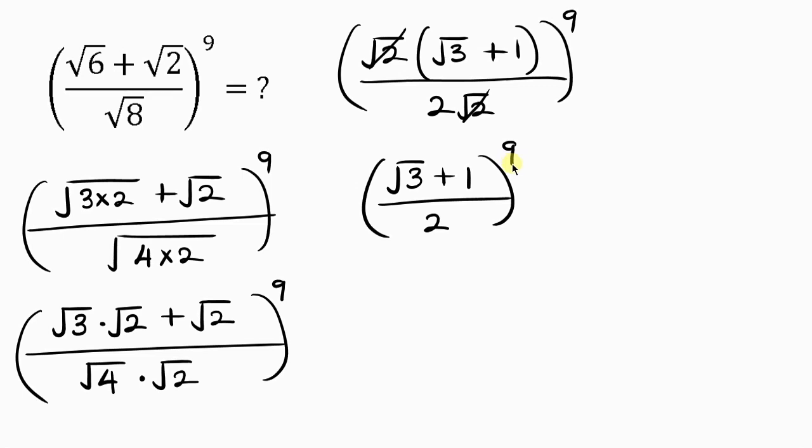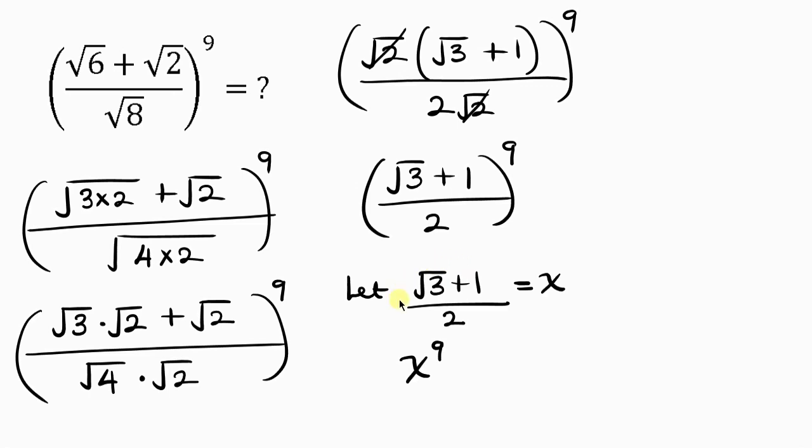Our next step will be for us to use substitution by saying, let this expression inside of the bracket, which is root 3 plus 1 all over 2, be equal to x. So take note that this expression is equal to x. So we are solving x. And what does the question require us to find? It is to find x to the 9. So when we get x to the 9, that becomes the solution to our question.